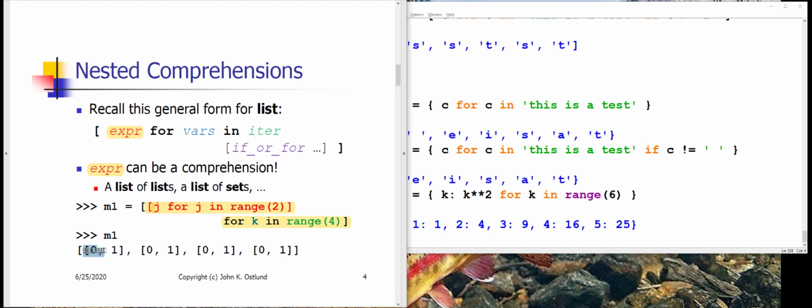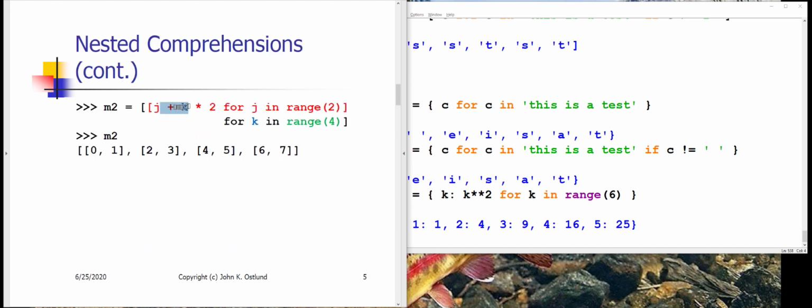And so here we've got the list 0, 1 for k equals 0. Here we've got the list 0, 1 for k equals 1. Here we've got the list 0, 1 for k equals 2. And finally the list 0, 1 for k equals 3. Okay, so we have a list of lists in this particular case.